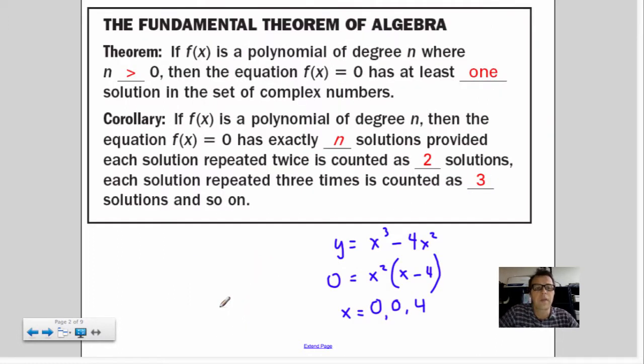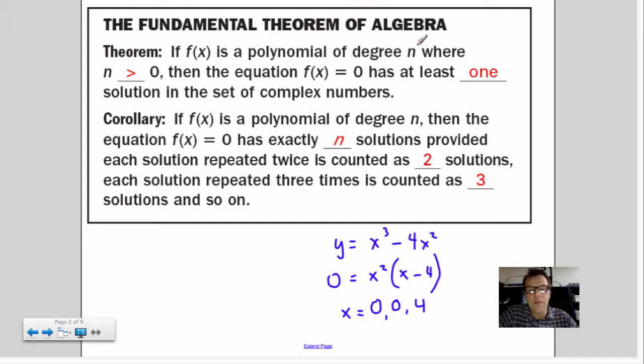So here is the fundamental theorem. Basically, it says that for a polynomial of nth degree, where n is greater than 0, the equation set equal to 0 has at least one solution in the set of complex numbers. And even further, a polynomial of degree n has exactly n solutions, provided that each solution repeated twice is counted as 2 solutions, and each solution repeated 3 times is counted as 3 solutions. Very wordy. What are we getting to?